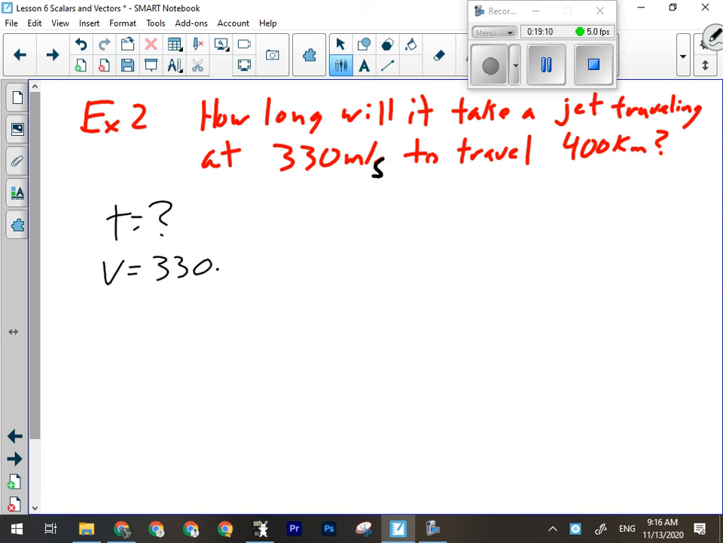Is that a speed or a velocity? That's a speed, no direction given. Okay, and the 400 kilometers, distance or displacement? Distance, no direction given on that one either. All right, so we're looking for how long. Okay, we have to use this formula because that's what we've got. Okay, we've got those three things.